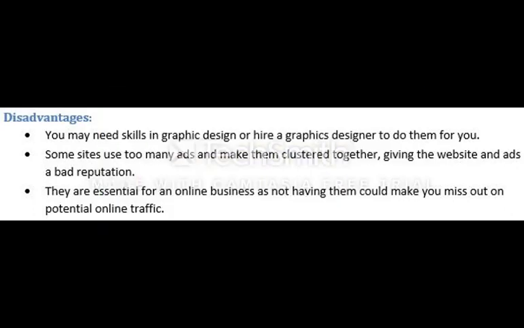Some websites have a lot of clustered ads put together, and it looks bad, and it gives it a bad reputation.